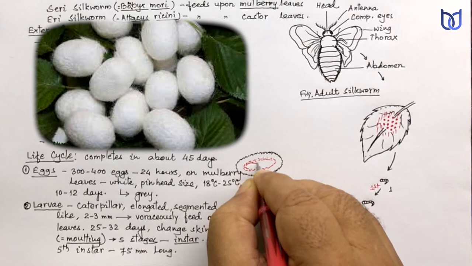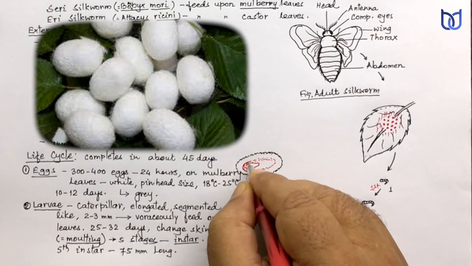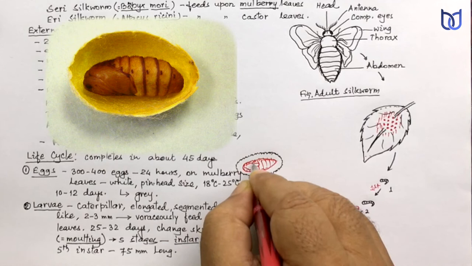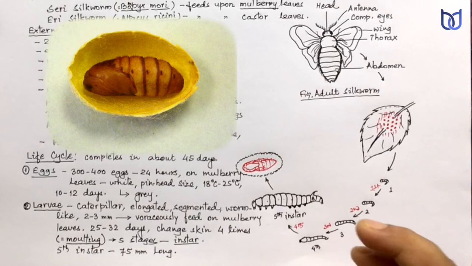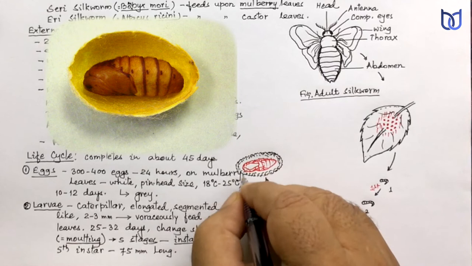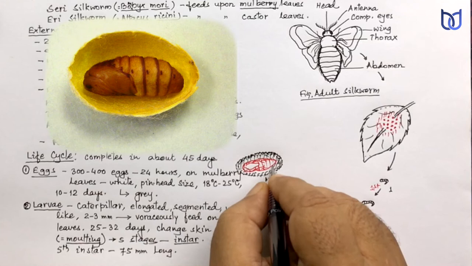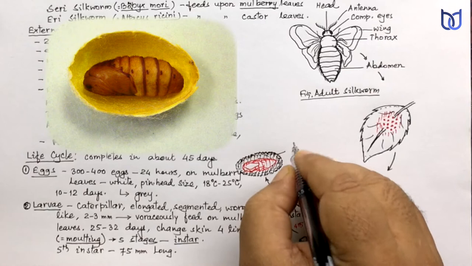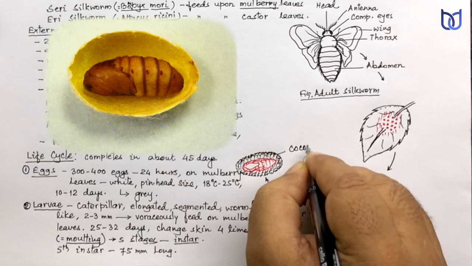Inside the body of the cocoon, the pupa remains hidden. This one is a little bit elongated, segmented, irregular structure, having remnants of different other structures, and the long fine silk threads which are produced by the larva cover the body from outside. This is a protective covering. This is called cocoon. Remember, cocoon is the protective covering for pupa.